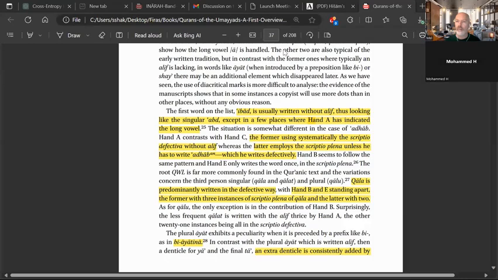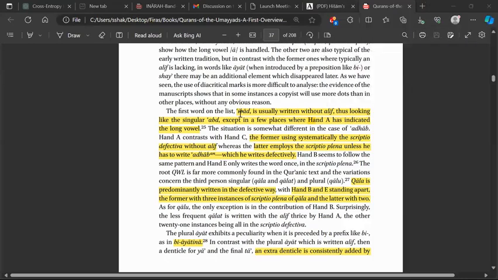So I just wanted to show you the analysis of the orthography by Deroche. This is from his book Qur'ans of the Umayyads. He analyzed about 5 words. The first is ibad, adab, qala, bi'ayat, and shay.